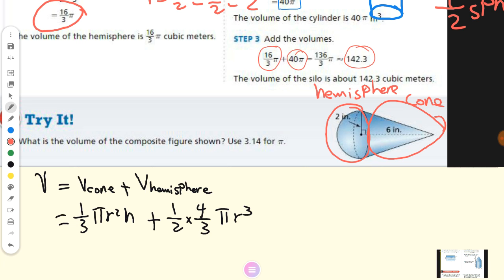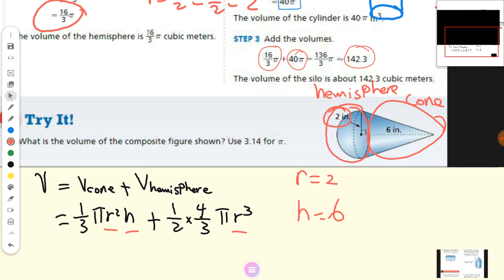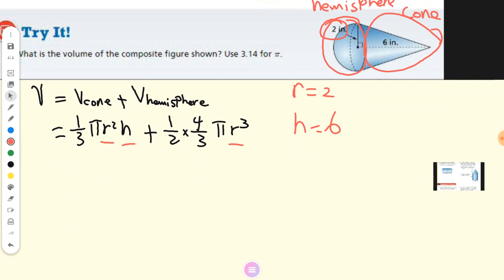What are the variables here? I need to find R and H. Here R, from the situation, equals 2. Okay? And H for the cone equals 6. Instead of R, I'll put 2, and instead of H, I'll put 6.